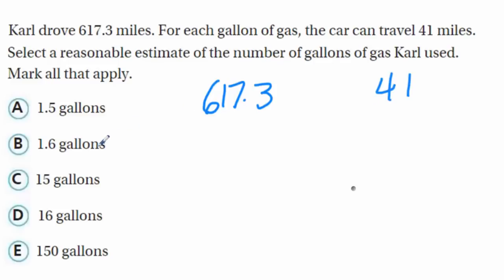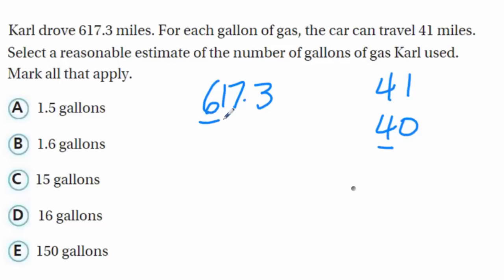It would let me know about how many gallons. But the problem doesn't say that. It says reasonable estimate. All right, reasonable. So what I need to do here is take these numbers and round them, estimate their value. Here I have 617.3. I would like to change this number so that it might work better with this number over here. So 41 seems so close to 40. So I'm going to say that's 40. That's so close. Then can I work this number so it'll be compatible with my 4 especially?